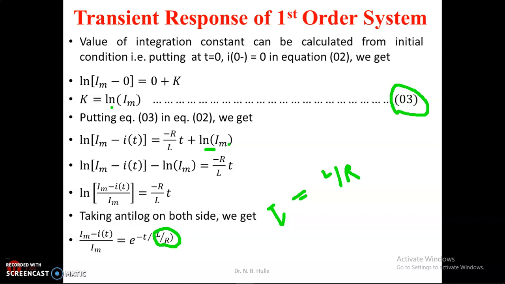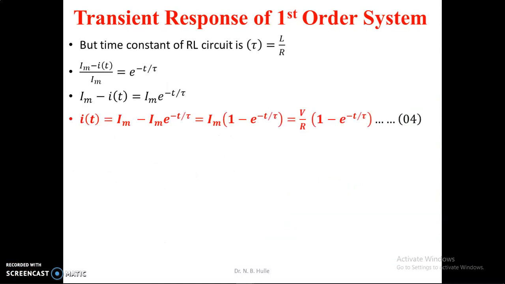That's why I'm readjusting that particular value. Now here in this particular case, we know that the time constant of the RL series circuit is given by the expression L upon R, which means (Im minus IFT) upon Im is equal to e raised to the power of minus t by tau.